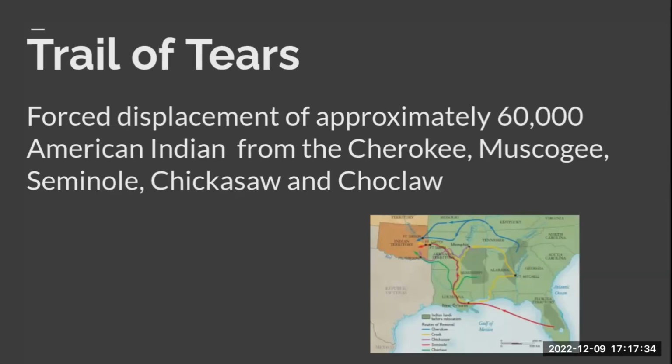They were from the tribes of the Cherokee, the Muskogee, the Seminole, the Chickasaw, and Choctaw. As you can see, I believe this is Oklahoma. They were coming from Florida, from Georgia, and the Trail of Tears basically is the Native Americans migrating and leaving their house, going into the new territory, which was going to be in Oklahoma.